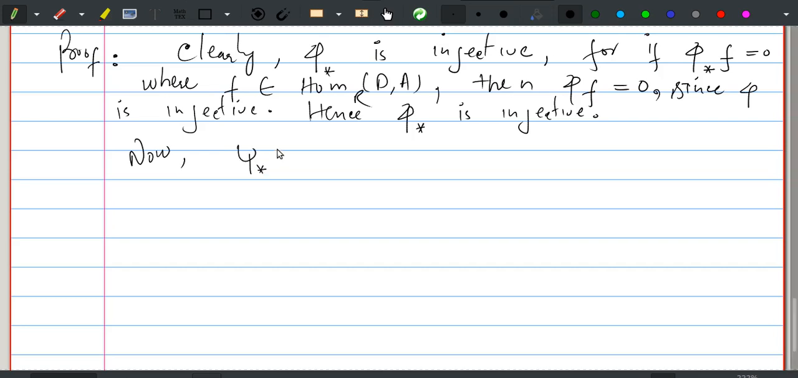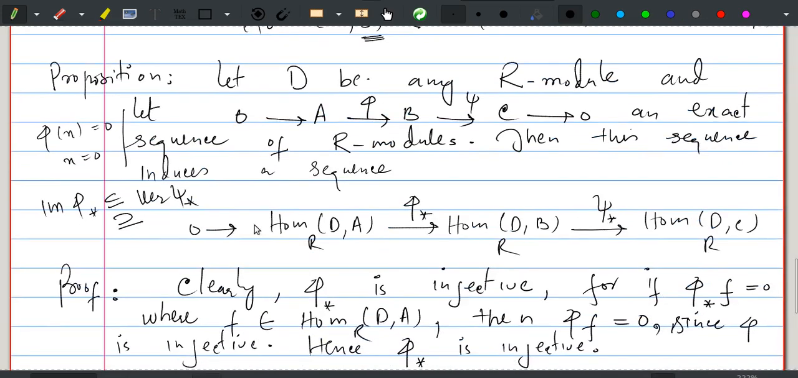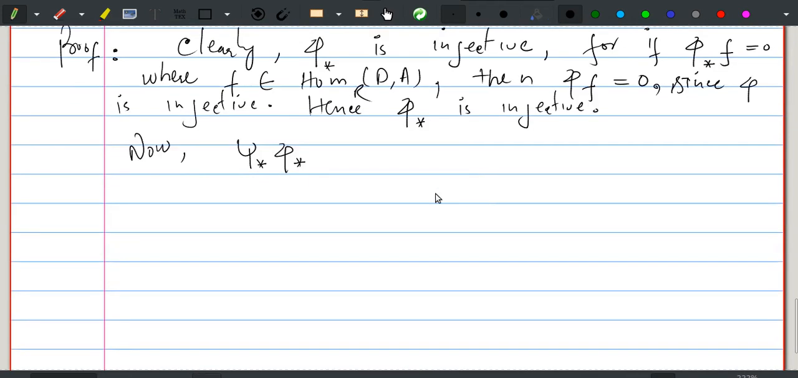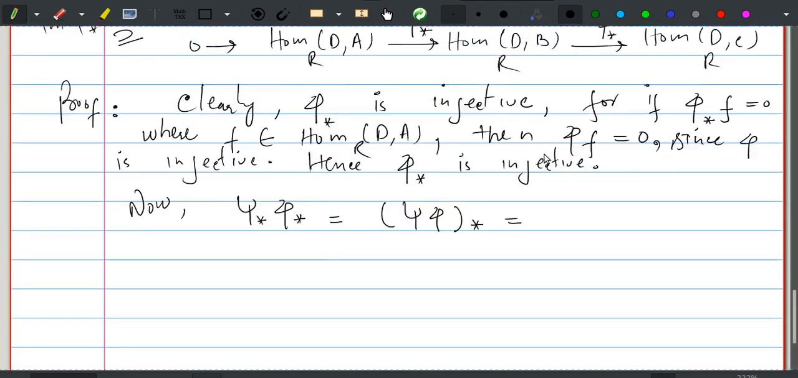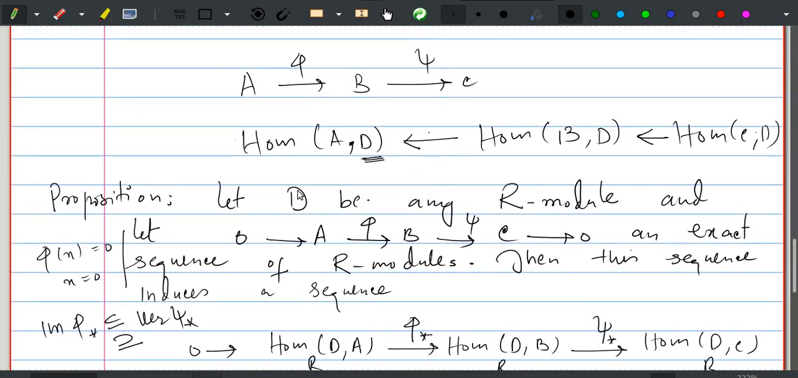Now psi star, phi star, this composition makes sense here because the sequence goes like this. First we have to operate phi star, then psi star. So by definition this is the same as psi phi star, but the given sequence is exact. So if this is exact here, this means image of phi is the same as kernel of psi.